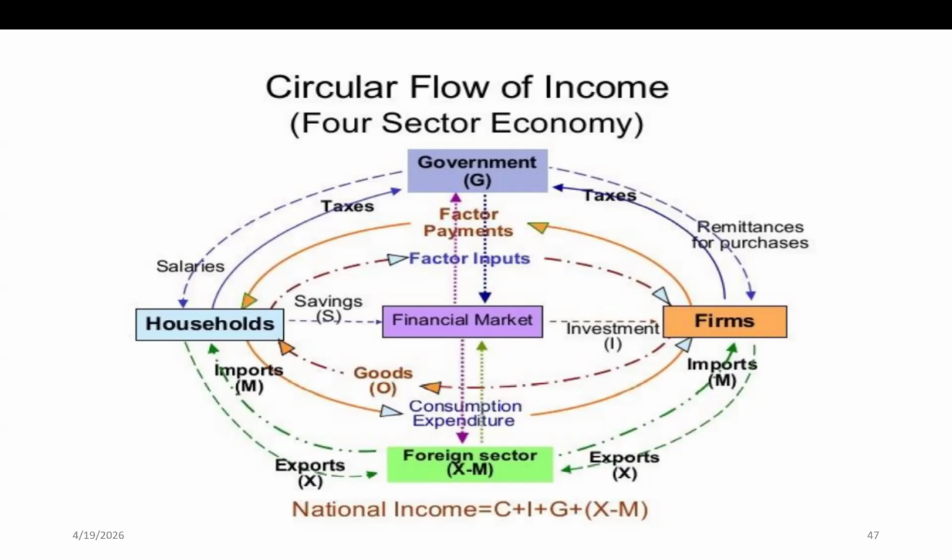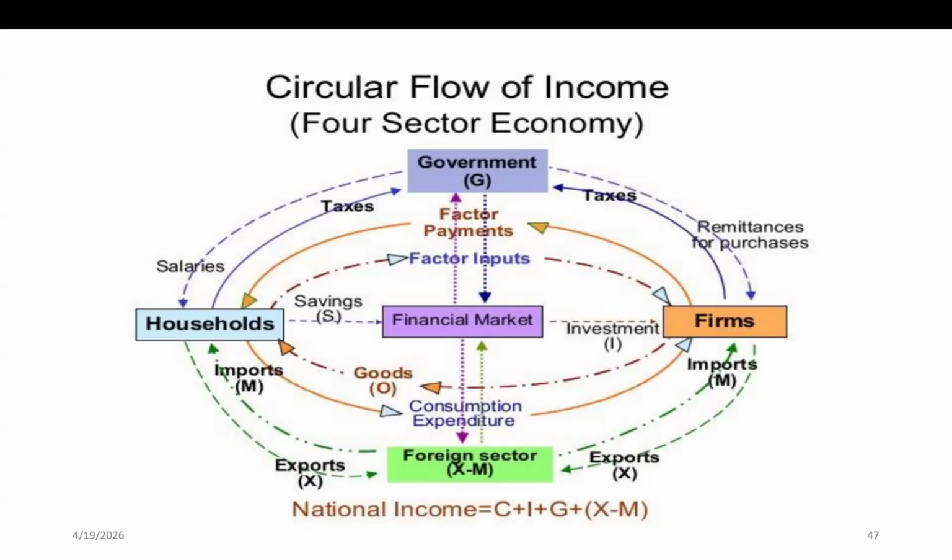And then the households and the businesses are paying taxes to the government, and that is a nominal flow. And then the government is paying some salaries to the households, and the government is doing some purchases, those are the government expenditures. And the foreign sector is there, the foreign sector is doing imports and exports, right?